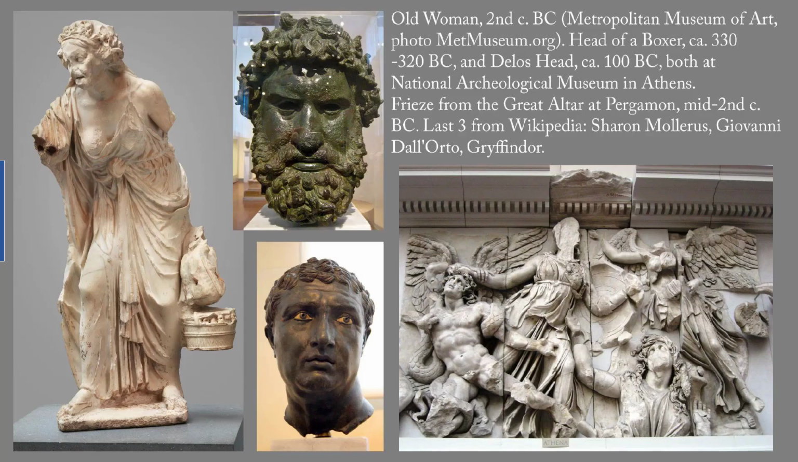A few other examples of Hellenistic sculpture. At the center top is a boxer, circa 330 to 320 BC. On the lower right is the great altar at Pergamon from the mid-2nd century BC. It's actually quite large, 9 or 10 feet high. On the left is an old woman who dates to probably the 2nd century BC. When I said they range from very cute to quite ugly, I was thinking of this one. And at the center bottom is the Delos head, a very realistic portrait.